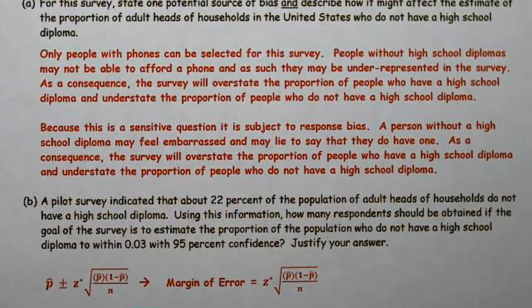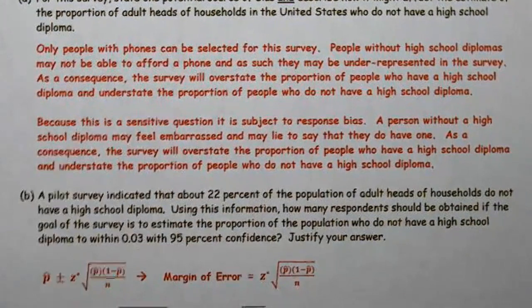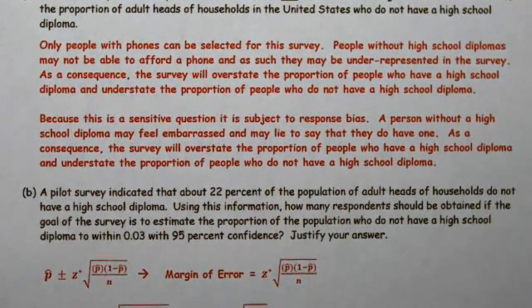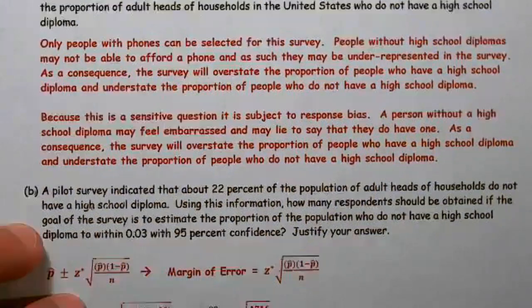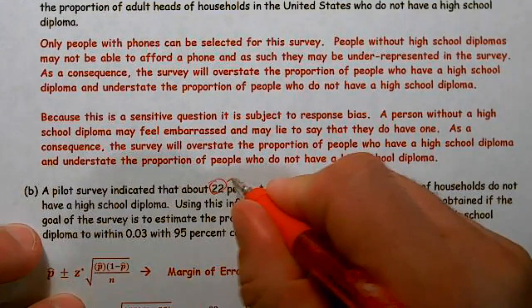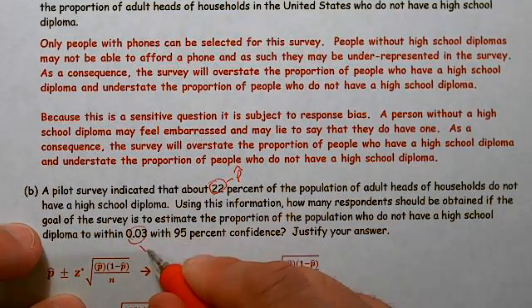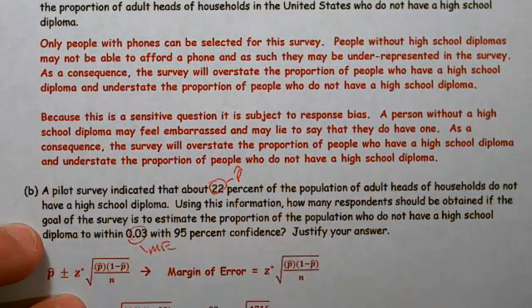A pilot survey indicated that about 22% of the population of adult heads of households do not have a high school diploma. Using this information, how many respondents should be obtained if the goal of the survey is to estimate the proportion of the population who do not have a high school diploma to within 0.03, with a 95% confidence level? So we know something. This we can use as a p-hat. We also have a margin of error right there. Okay?